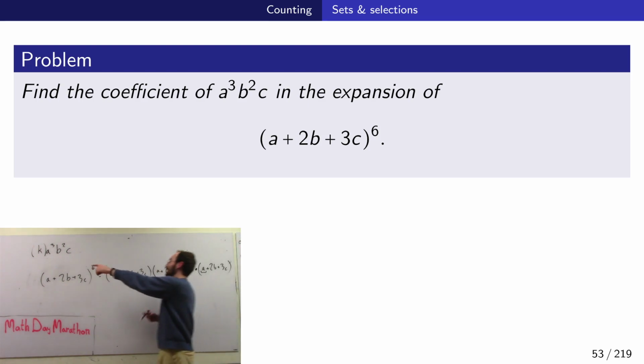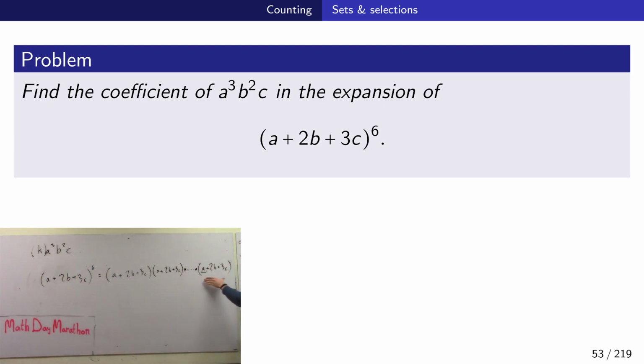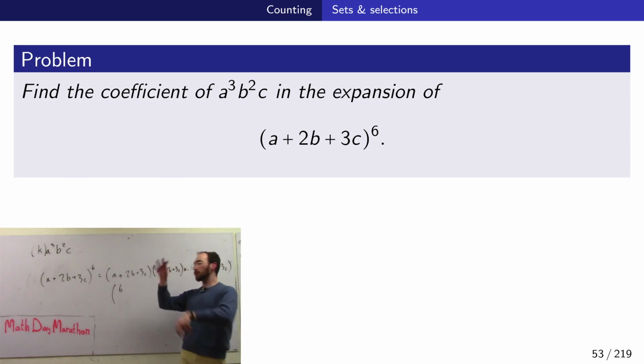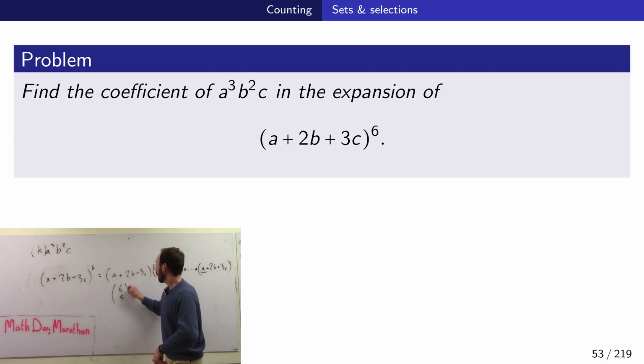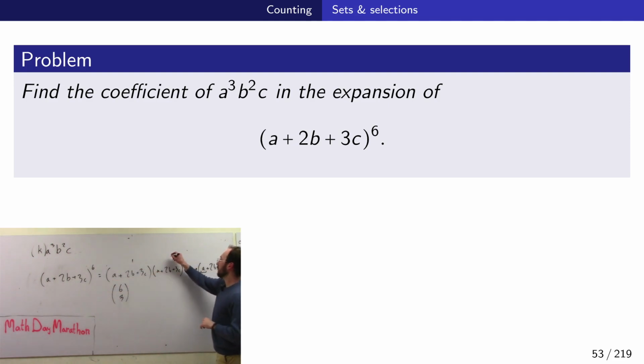So there's 3 a's that I want to get here. I have 6 different terms in my product. So from those 6 terms, I'm just going to choose 3 a's. And there are, in fact, 6 choose 3 ways to do so. I could have picked this first one, this second one, and this last one. I could have picked the second one, the fifth one, the last one, any combination of those three.